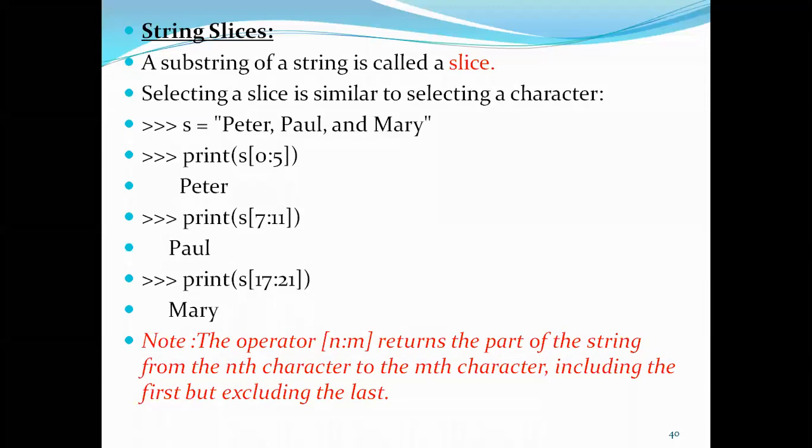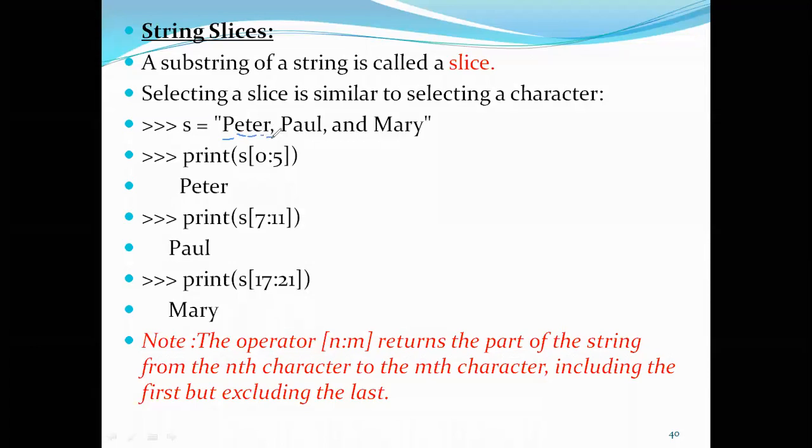So we are printing s from the zeroth position. You can see this is your zero position, then 1, 2, 3, 4, 5. Considering this white space character, a blank space, 6, 7, 8, 9, 10 and so on. So from 0 to 5, it will return Peter. If you print 7 to 11, it will return Paul. If you slice 17 to 21, it will return Mary.